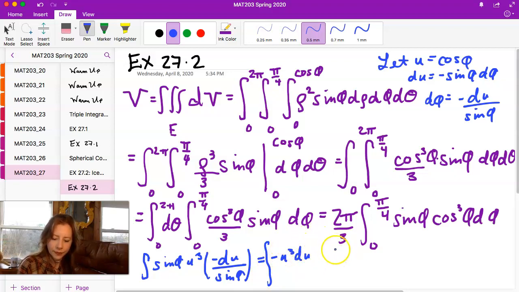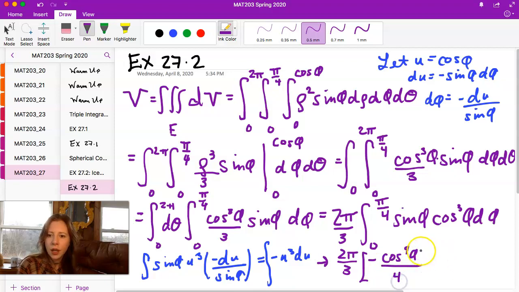Okay. And so that is going to give us 2 pi over 3. u is cosine phi, so it's going to be minus cosine to the 4th phi over 4. And we're going to evaluate from 0 to pi over 4, which gives us pi over 8.